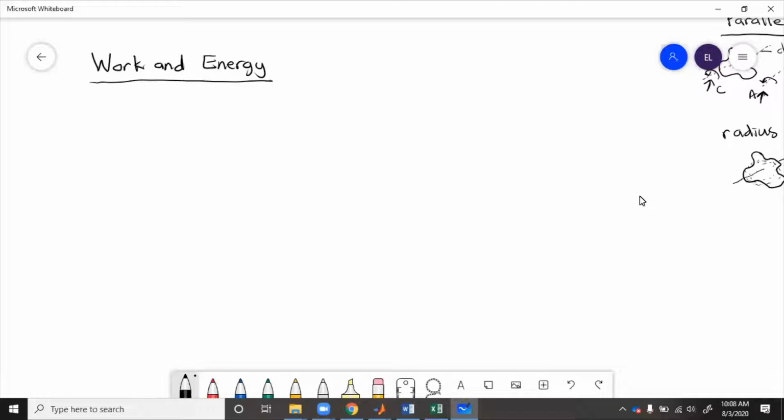Work and energy can be applied to rigid bodies just like it can be applied to a system of particles. So, the original work and energy equation: we have kinetic energy at 1 plus potential energy at 1 plus work from 1 to 2 equals kinetic energy at 2 plus potential energy at 2. This is the same as saying energy at 1 plus work from 1 to 2 equals energy at 2.